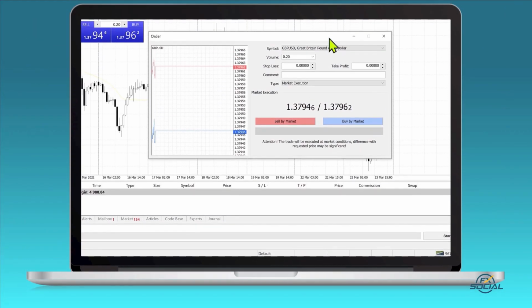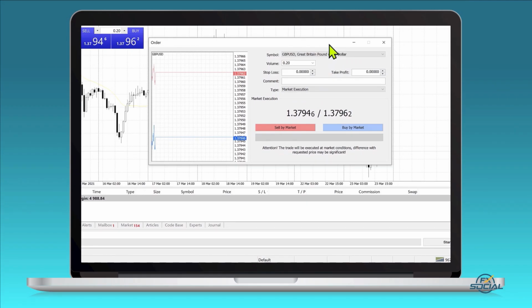The stop loss and take profit can be preset before entering a trade by clicking on Trading, then New Order on your MetaTrader 4 platform. Here, you can input the value of your stop loss and the value of your take profit before executing your trade.